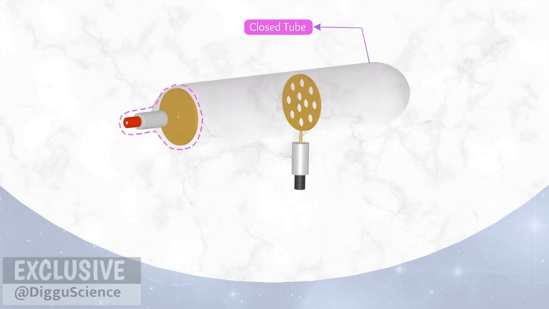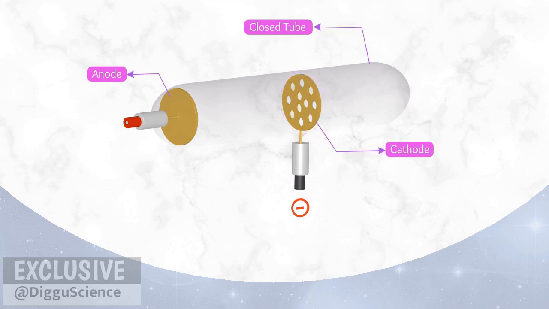The metal plate on the left side will be connected to the positive pole of the DC voltage source. We can call this metal the anode. The metal plate on the right side will be connected to the negative pole of the DC voltage source. We can call this metal the cathode.